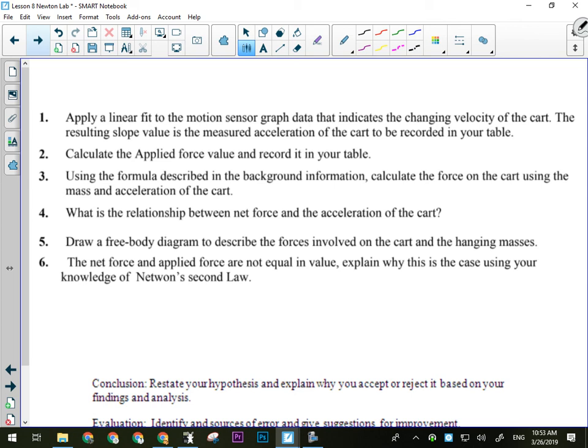And then in number 6, the net force and applied force are not equal in value. They're close. Explain why this is the case using your knowledge of Newton's second law. So you're going to be explaining your free body diagram in question number 6. You can draw it and take a picture and put it in, however you want to do it. If you want to draw it using Google Drawings, good on you. I would draw it on paper and take a picture of it because that's way easier.